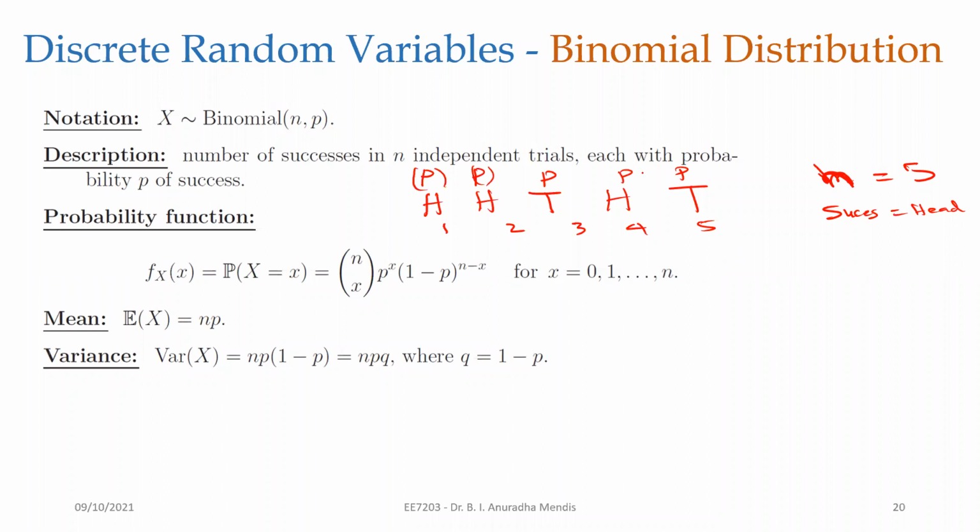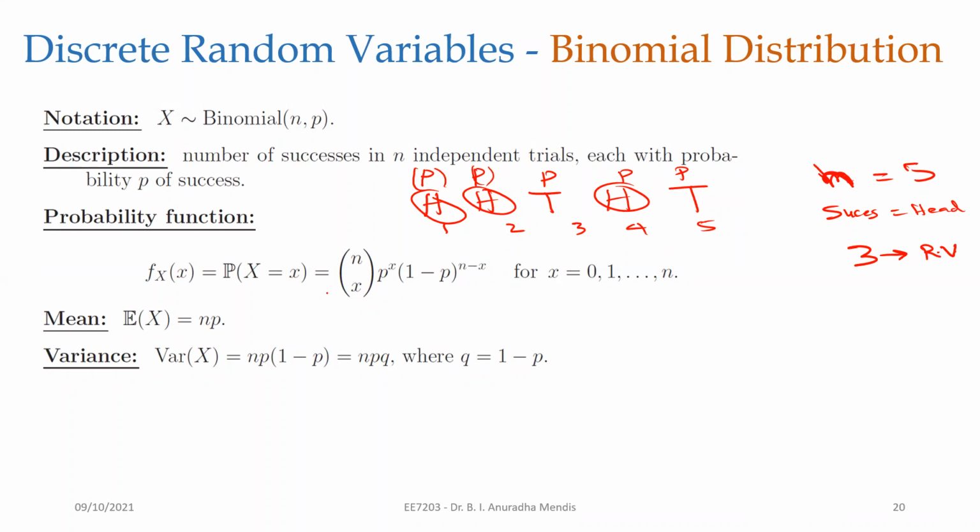Okay, so then how many successes? Now you can see here 1, 2, 3. So this number 3 is the random variable, not this n, not this success. Number of successes in n independent trials. These trials should be independent, that means there is no dependency among these trials.